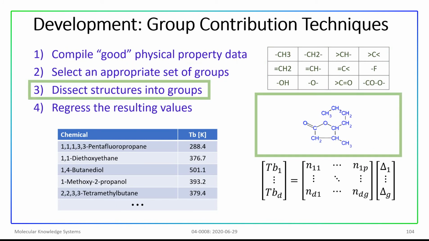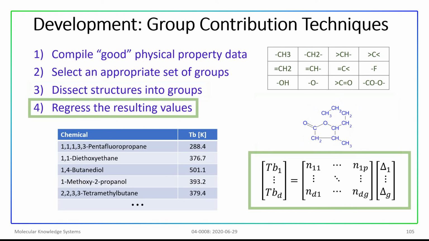Once we have compiled our chemicals and our data and selected our groups, we begin the process of dissecting structures into group occurrences. It is often at this stage that we realize we may need to modify the groups we were using, or we need to go and collect additional data. With our compiled data and group occurrences, we can now perform our multiple linear regression. The physical property data values are our dependent variables, and the group occurrences are our independent variables. These are inserted into our regression, and we then solve for our group contributions.